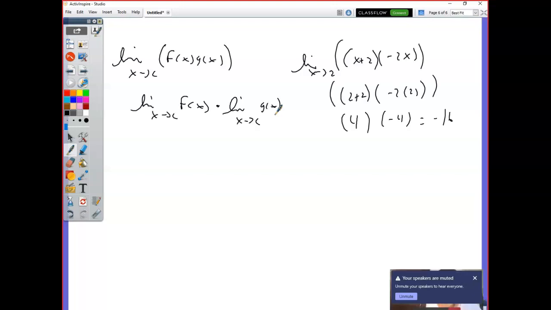Now again, I don't think this is going to fool anybody. I don't think anybody's like, wait, I've never seen this before. The problem is sometimes AP Central likes to write things this way rather than this way, which is less fun.